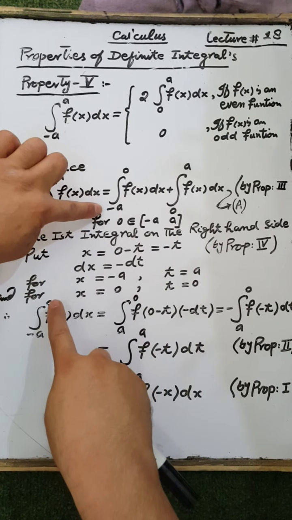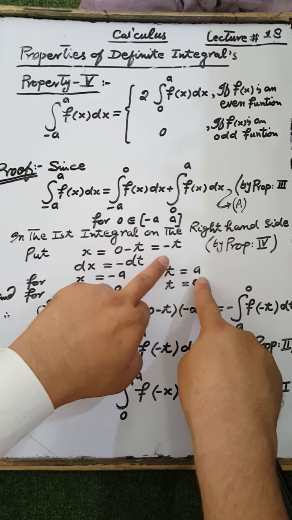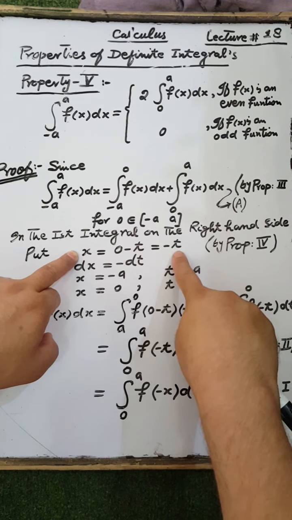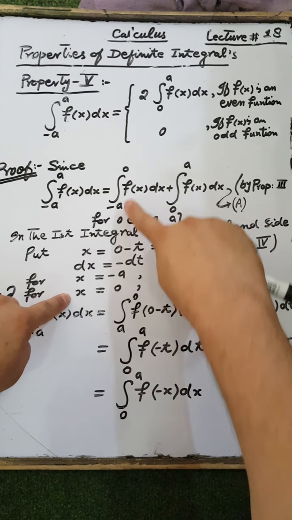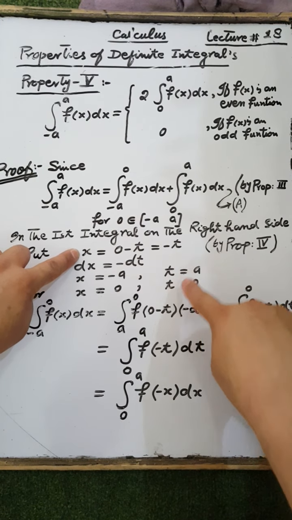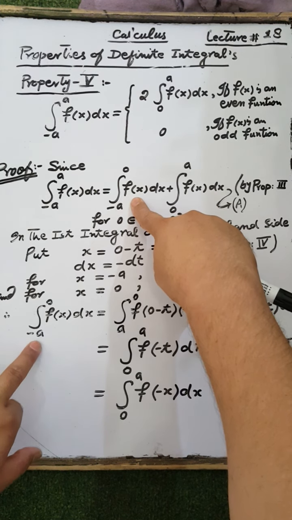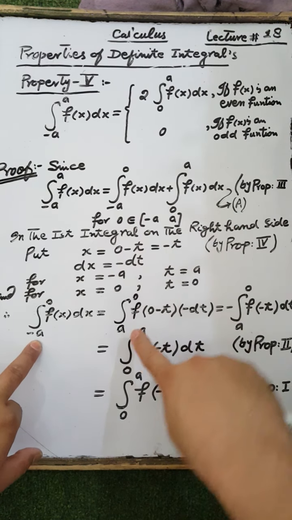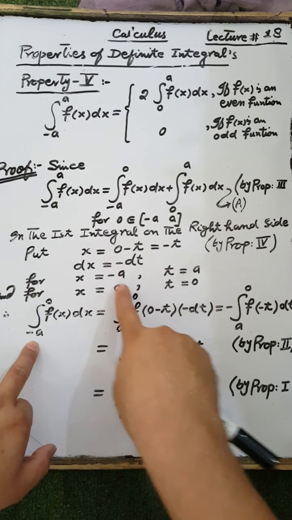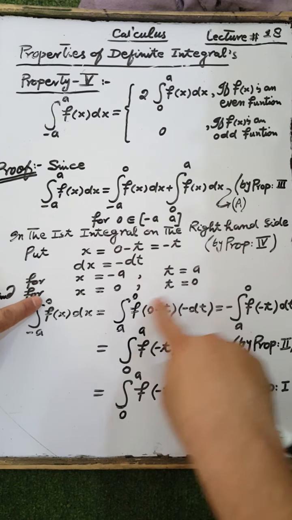And when x is equal to minus a, then t is equal to plus a. That is, minus a is equal to minus t, t is equal to a. When the upper limit x is equal to 0, then 0 is equal to minus t, or t is equal to 0. Therefore, the integral of f(x) dx from minus a to 0: when x is equal to minus a, then t is equal to a. When x is equal to 0, then t is equal to 0.